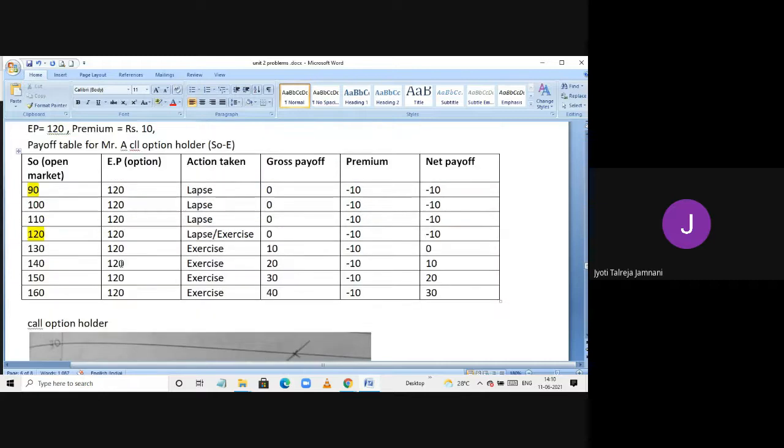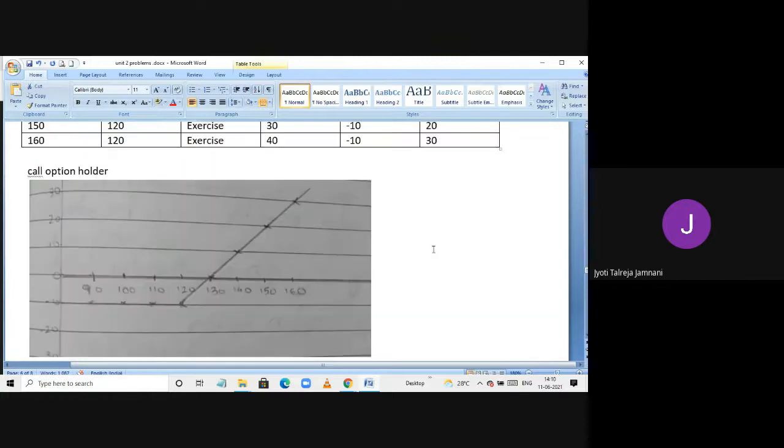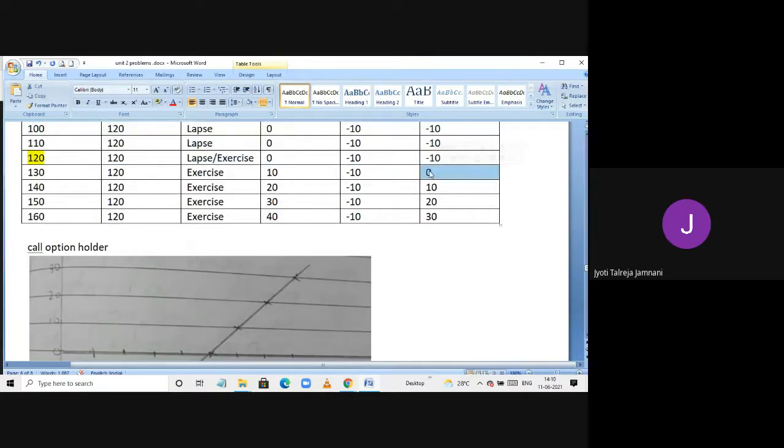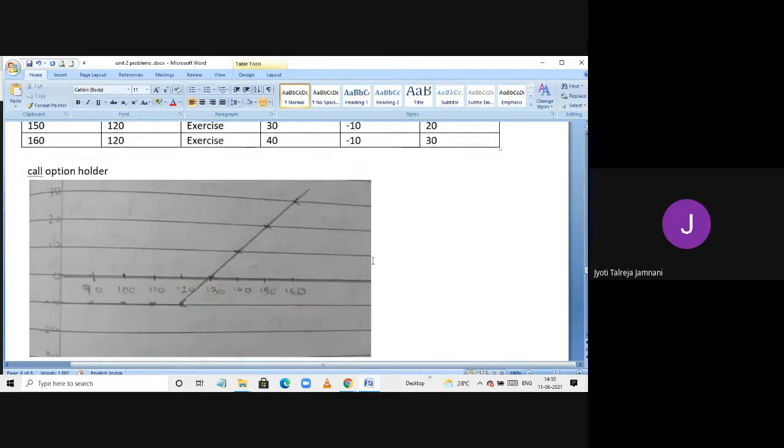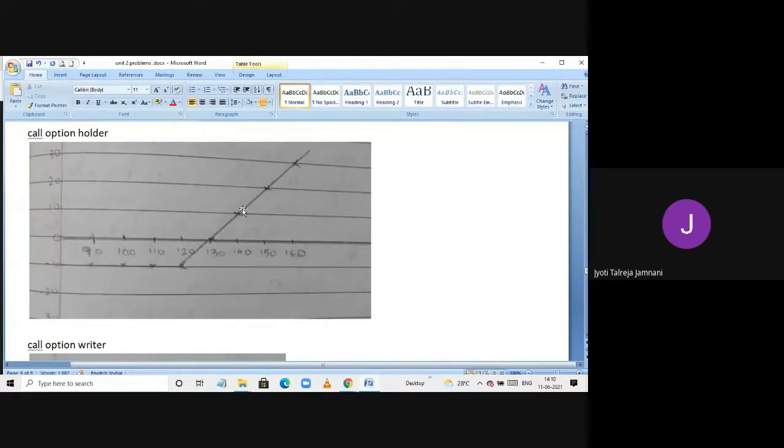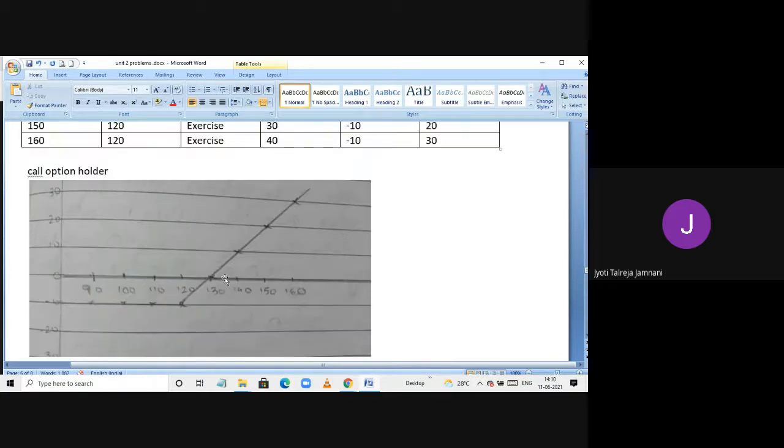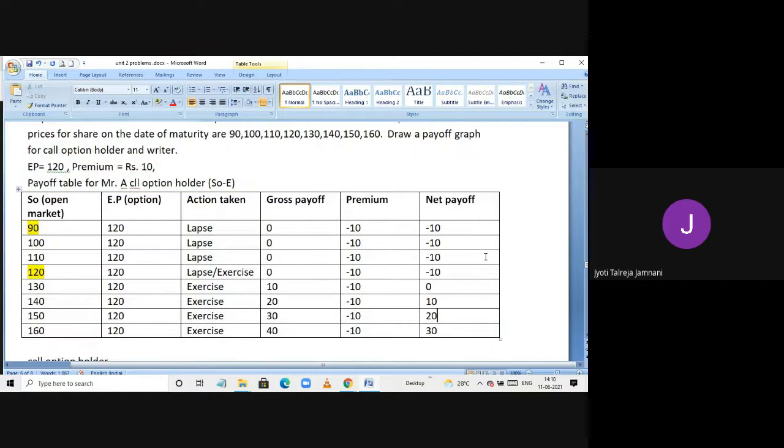So from 90 to 120, if you're seeing these prices, there is a loss of 10 rupees. So at 90 minus 10, 100 minus 10, 110 minus 10, 120 minus 10. At 130, we are at BEP, that is 0. And then the gain 10, 20, 30. So at 130 BEP, at 140 I'm gaining 10 rupees, 150 20 rupees, and 160 30 rupees. So if you look at the graph, maximum loss is 10 rupees, the premium, and the gain is unlimited. As the prices will go on increasing, Mr. A can keep on gaining. So this was the second sum on how a call option holder.